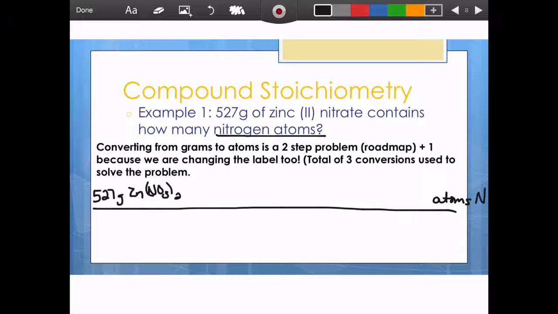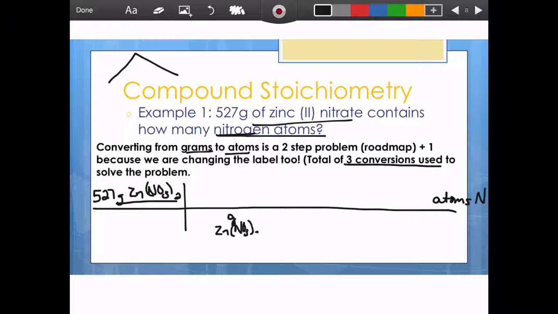of nitrogen. If we look at this, to figure out how many steps our problem has, if we're looking at our roadmap, we're converting from grams to atoms. So that uses both steps on the roadmap. Plus, we're changing our label from zinc nitrate to nitrogen, so we're going to add one more step. So we have a total of 3 conversions, or 3 steps used to solve this particular problem. We know that whatever unit and label we have over here, we want on the bottom so that we can cancel it out. So I'm going to write down grams of zinc nitrate.